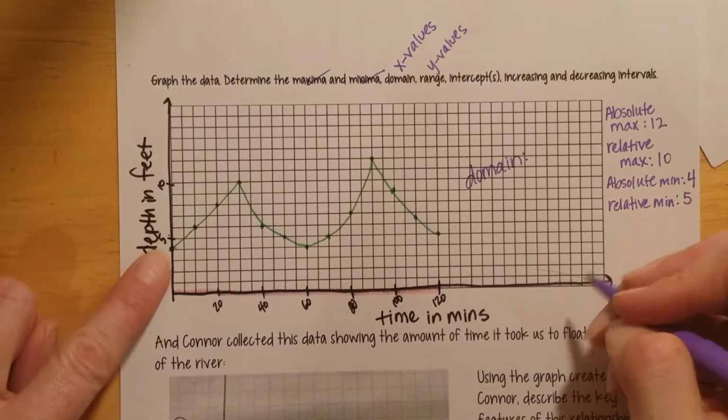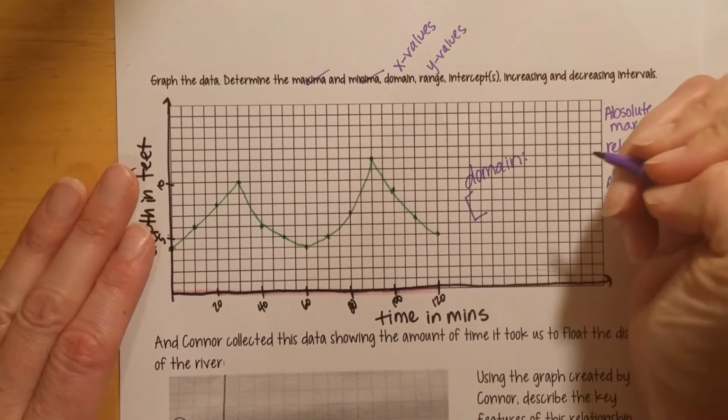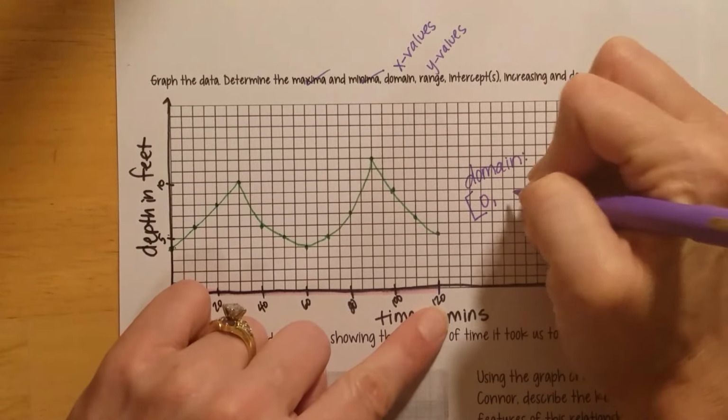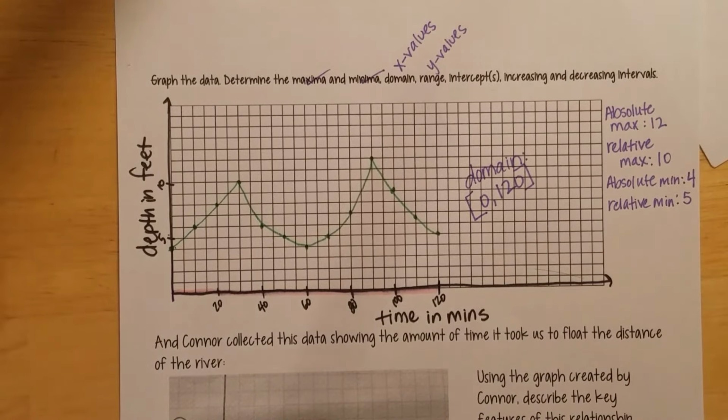And remember, this number and this number, because they are endpoints, are included in our domain, so we use brackets. So this goes from 0, and it goes all the way to 120, and we close the bracket. Okay, now my range is a little bit different.